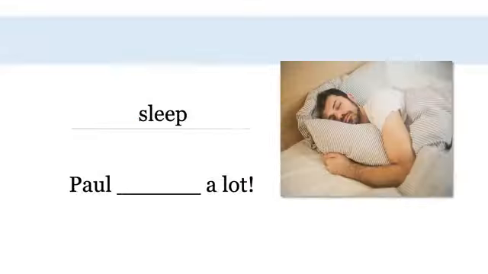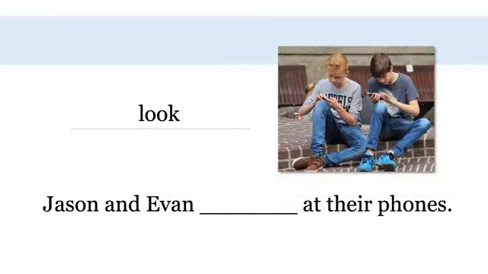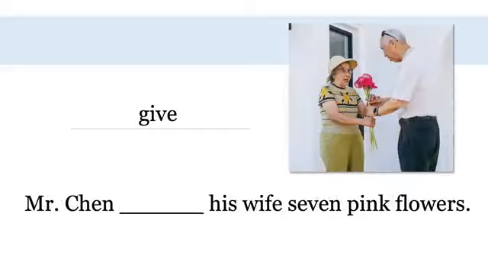Okay, you try. Here is the verb sleep. What form of sleep goes in the blank? Sleeps. Paul sleeps a lot. Here the verb is look. Jason and Evan, that's they. Jason and Evan look at their phones. One more. Give. Mr. Chen, what form of give goes in the blank? Gives. Mr. Chen gives his wife 7 pink flowers.